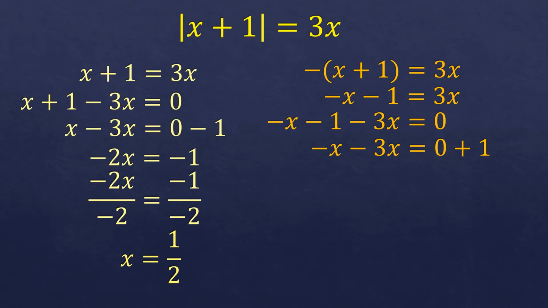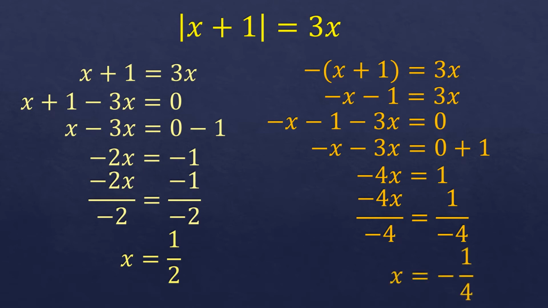Then we combine negative x and negative 3x, so it becomes negative 4x, and 0 plus 1 is 1. Then we divide both sides by negative 4 so that the x will be isolated on the left side. Canceling negative 4, we are left with x, and 1 divided by negative 4 is negative 1/4. So there are two solutions here, meaning there are two values of x that make our equation true: 1/2 and negative 1/4.